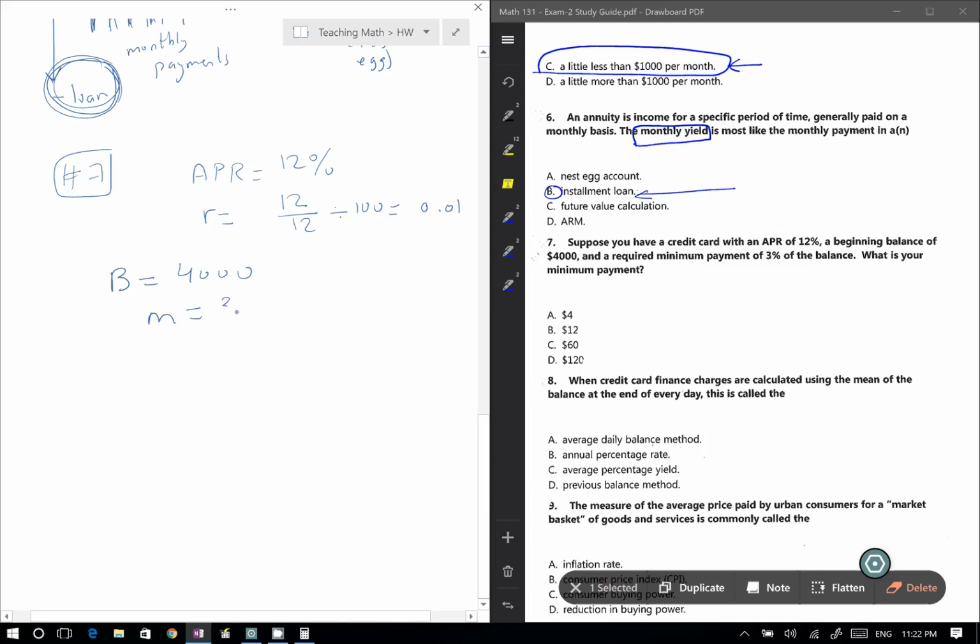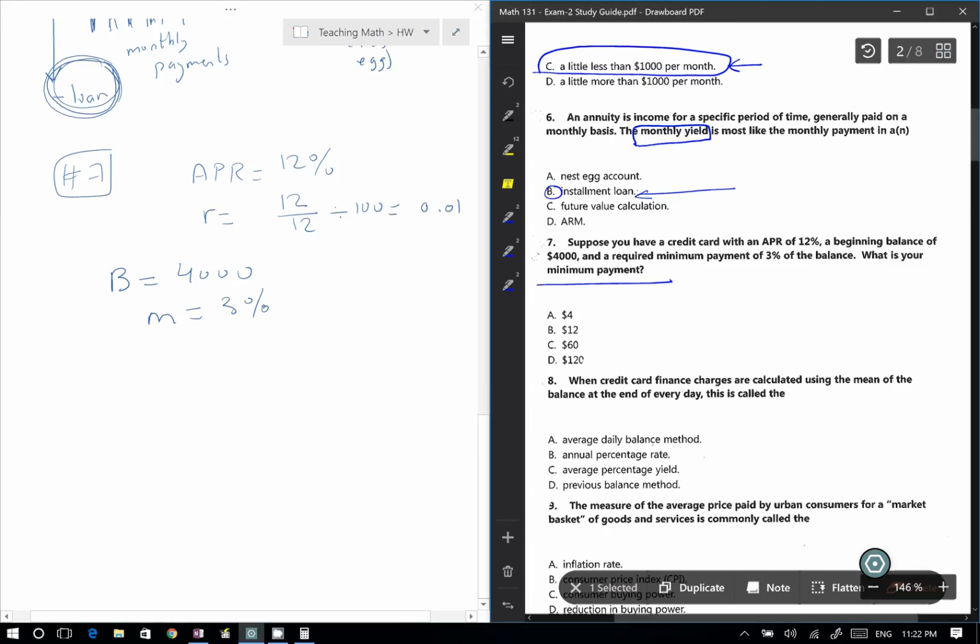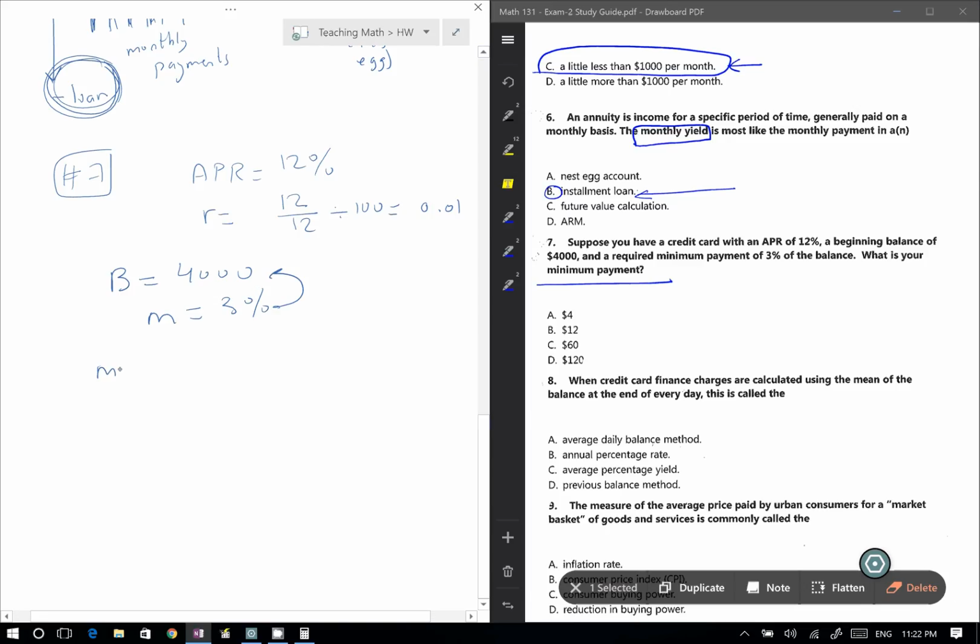Minimum payment is 3%. What is your minimum payment? My minimum payment is 3% of the balance. So I didn't have to use my R. Minimum payment is equal to 4,000 multiplied by 3%, and that's $120. Of course, 3% is basically 3 divided by 100. That's why the answer is $120, and that's D.